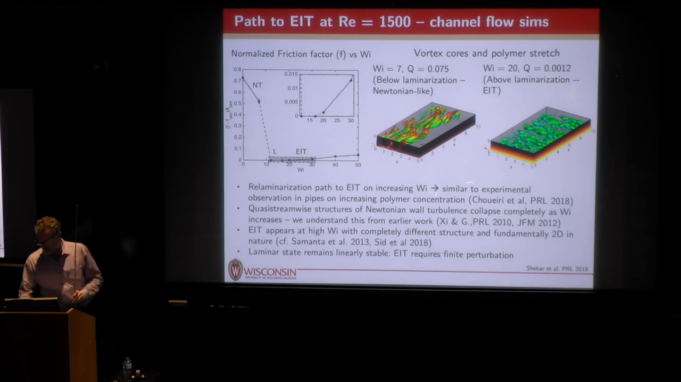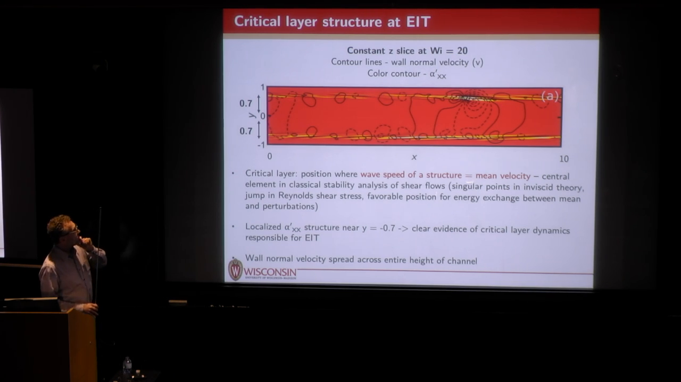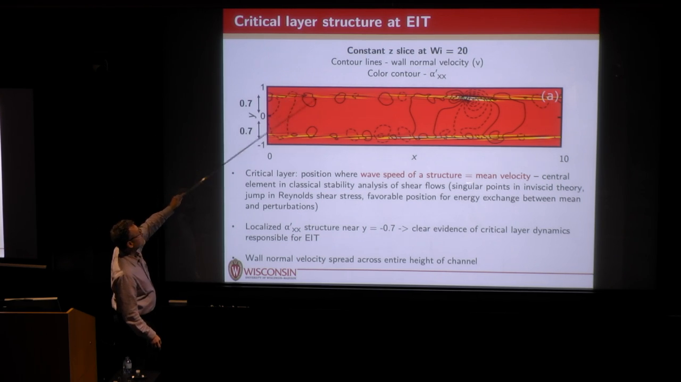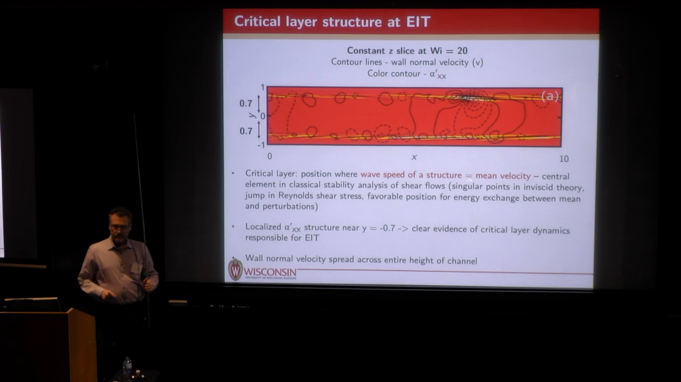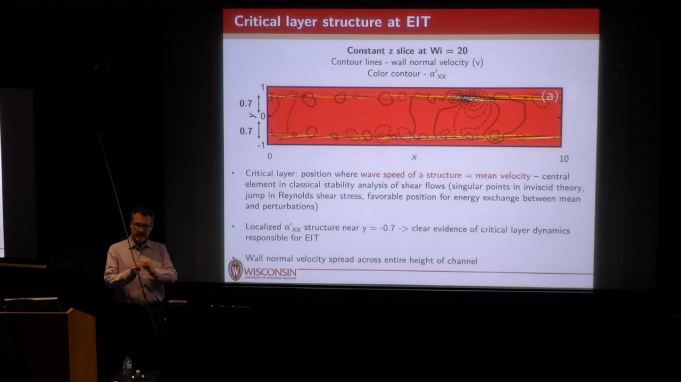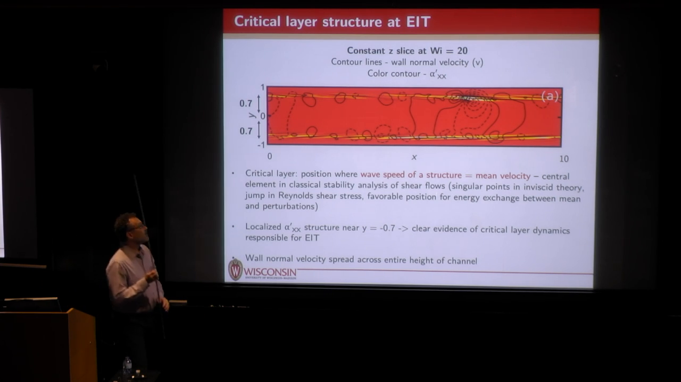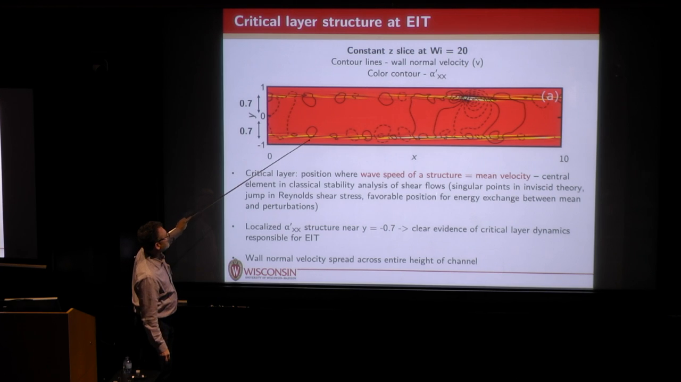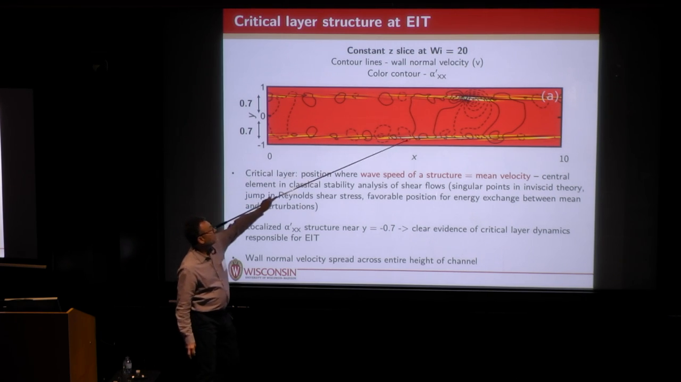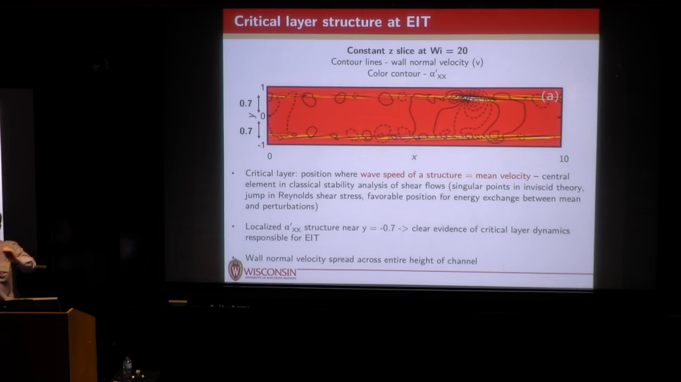We can take a slice of the velocity and stress fields here, and this is just a snapshot of that. What's really striking about this is the following. The color contours are the polymer stretch fluctuations, and the XX component is the largest component. That's the polymer stretching in the streamwise direction. What you can see here is that those fluctuations are very strongly localized, some offset from the wall. The contour lines are wall-normal velocity, and you can see some localized fluctuations and some larger fluctuations as well. But what's really striking is these localized stress fluctuations.